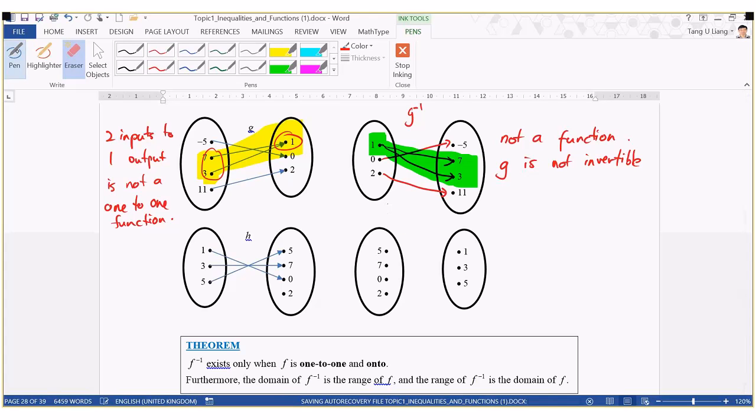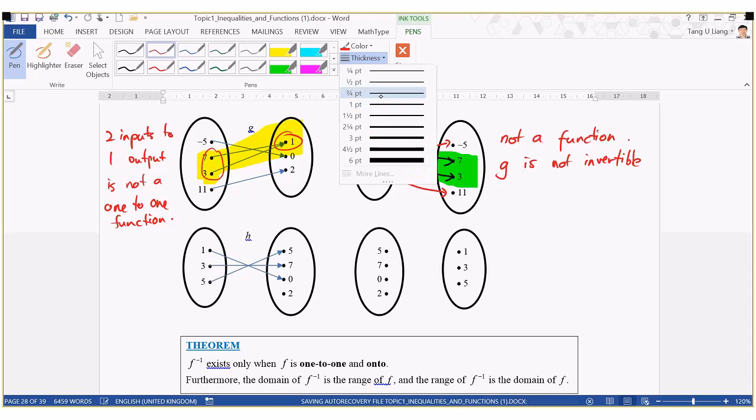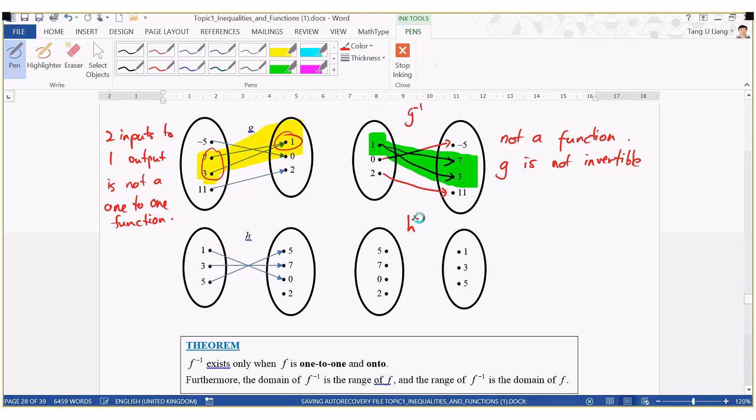So 0 goes back to 1. 7 should go to 3. And let's see, where does 5 go to? 5 should go to 5. Now, guys, let me ask you, is H inverse a function? What do you guys think? Is H inverse a function? No. Why not? Give me a reason.